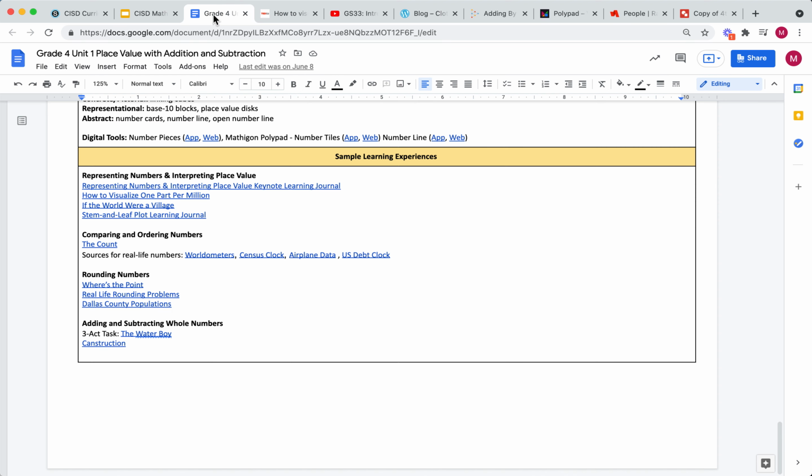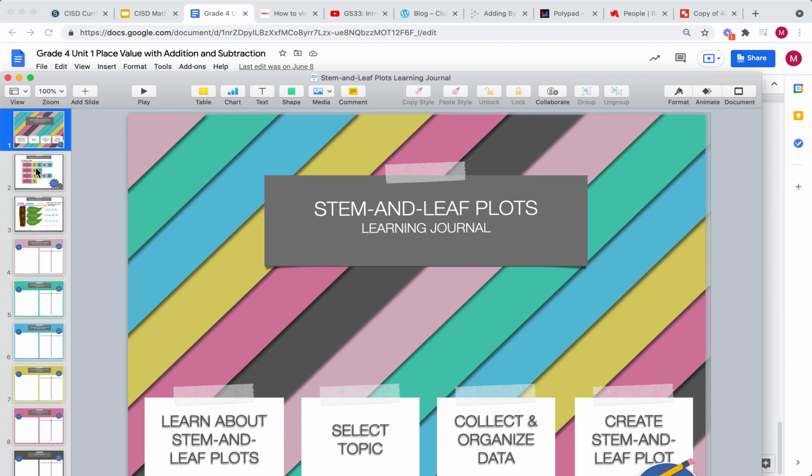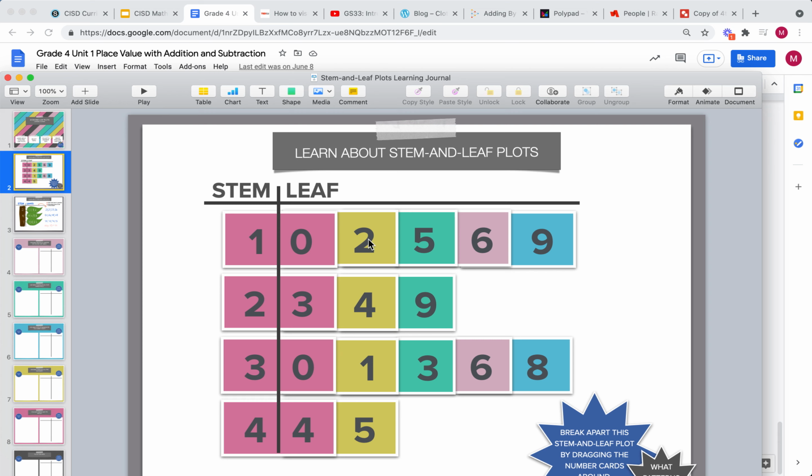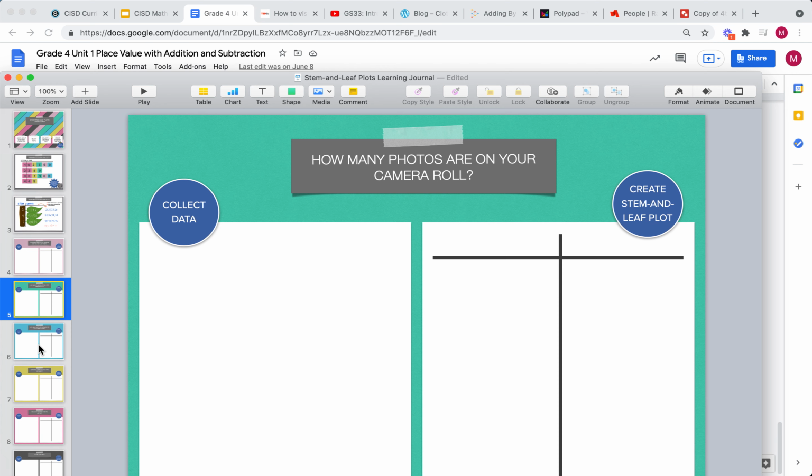This Stem and Leaf Plot Learning Journal is another resource that I created in Keynote so that students can see how the numbers are built in a stem and leaf plot and connect that to the place value. And then there's some opportunities for them to collect data and create stem and leaf plots themselves. Like, how many minutes of exercise did you get last week? How many photos are on your camera roll? Or how many acts of kindness did you commit today?